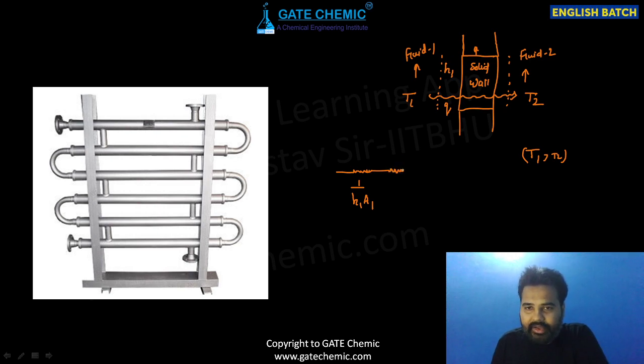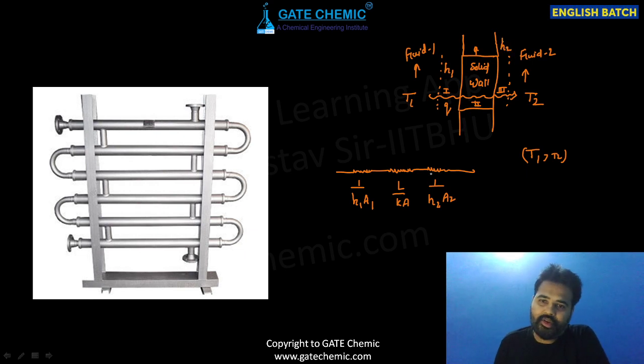Now again it will feel one more resistance here. This is resistance number 1, this is resistance number 2, and this is resistance number 3. The second resistance is the conductive resistance, that is L by KA in general terms. Now again it will feel one more, that is 1 upon H2 A2, if I assume this side heat transfer coefficient is H2. This side temperature is T1, this side temperature is T2.